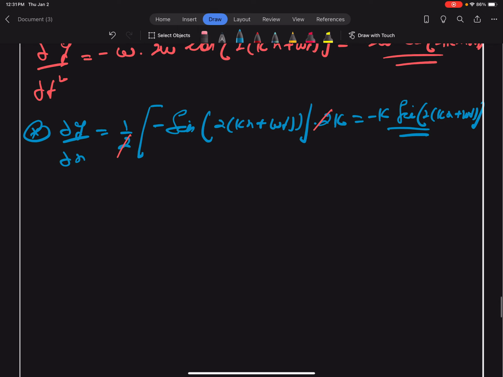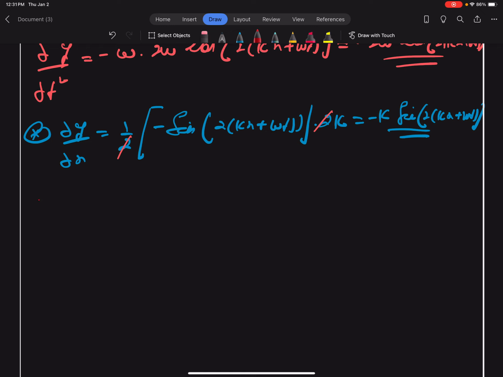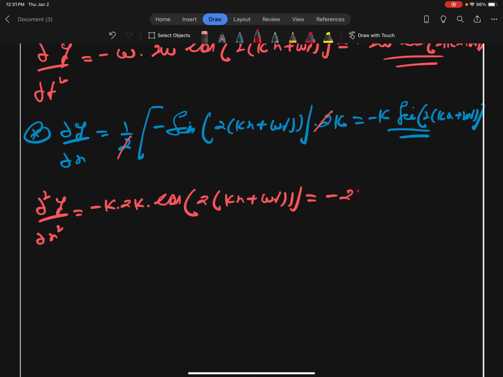Now taking its second derivative, we get this as minus k multiplied by 2k cos of 2kx plus omega t, and this comes as minus 2k square cos of 2kx plus omega t.